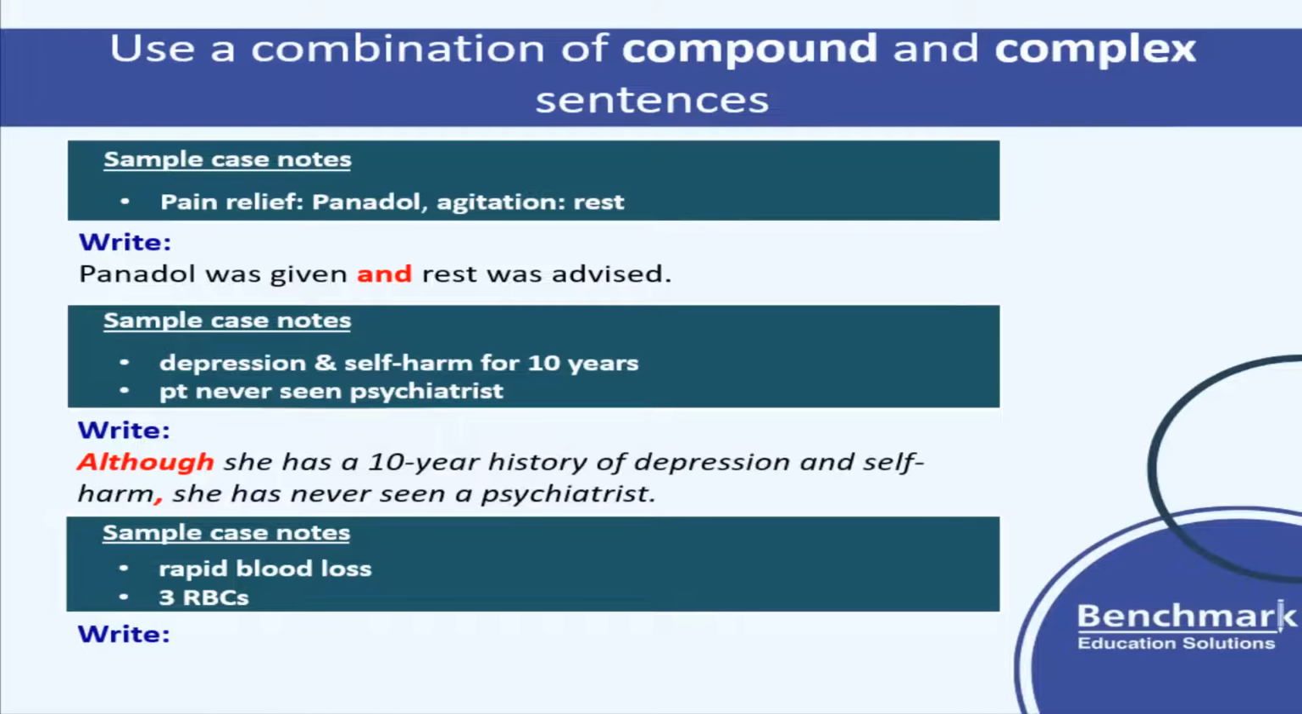Similarly, you can show contrast or unexpected actions by using words like although, but please note that a comma is not necessary after the word although. In the third example, we show you how to use the words due to in a problem-solution sentence. The problem was rapid blood loss, and the solution was the transfusion.